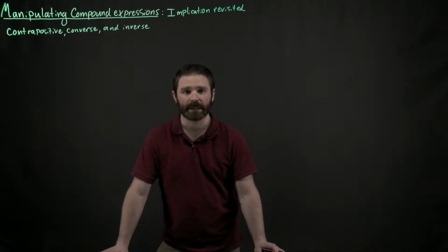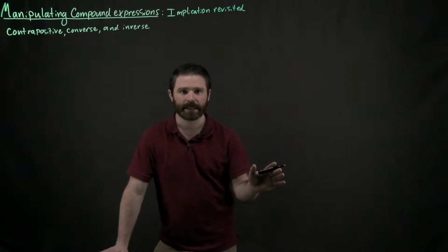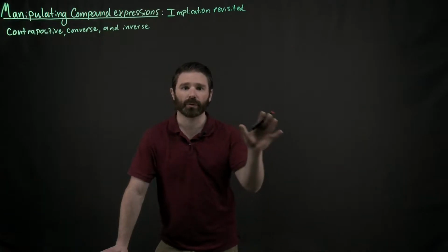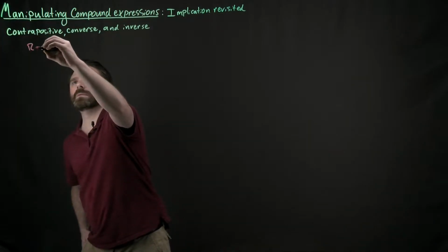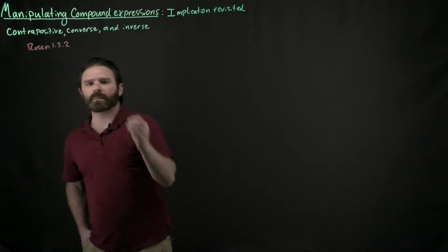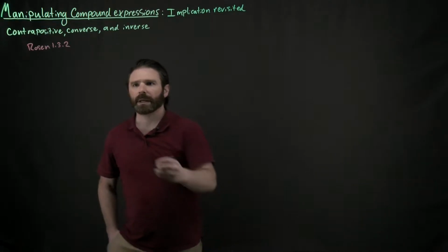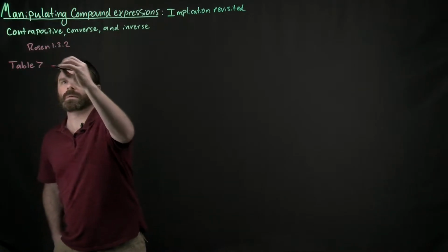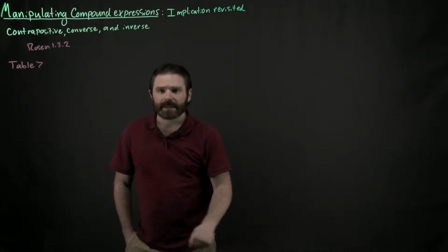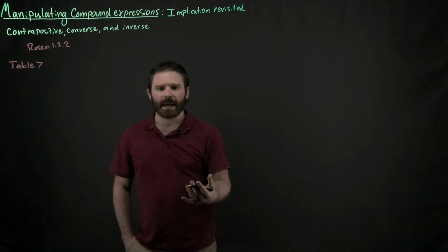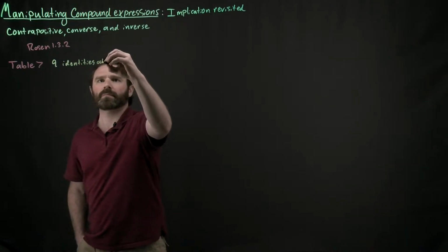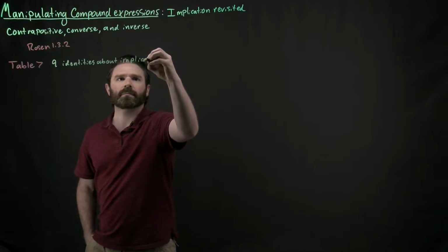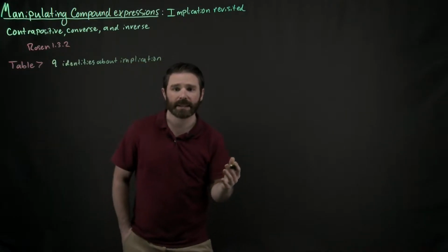So now that we've had some practice with looking at identities and using them to simplify identities or prove new identities, I want to come back to implication. In particular, in Rosen, section 1.3.2, in table 7, he lists 9 identities about implication. And indeed, some of these identities we've already seen.